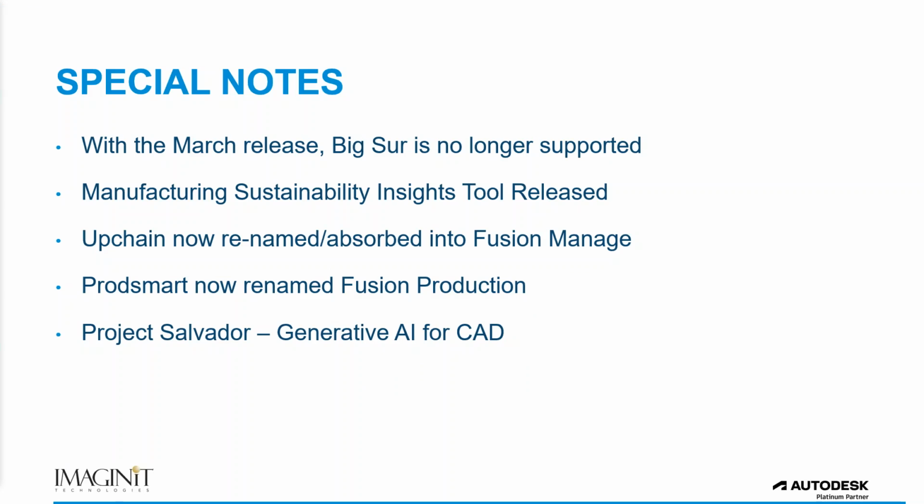Next up, Upchain. Upchain has been renamed and absorbed into Fusion Manage. So if you were looking for information on Upchain, it's now part of Fusion Manage. That change has happened within the last month. Similarly, ProdSmart, within the last month or so, has been renamed Fusion Production. So these are just some branding changes, those two, that are worth knowing about. And then the last thing I thought I'd mention is Project Salvador, which is a generative AI built into Fusion.